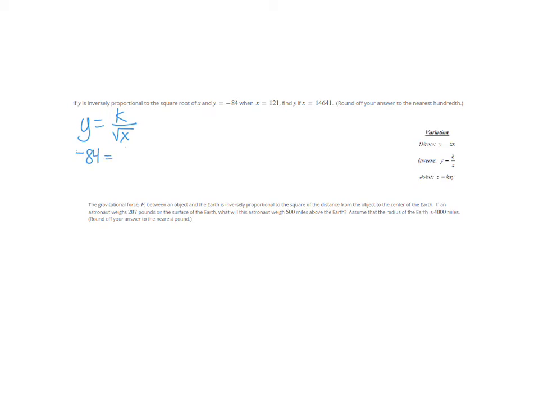And they're actually pretty nice with their numbers. Oops, that's a pretty ugly k there. And it's the square root of 121. They do tend to give you perfect squares there. That works out beautifully. So it's a k over 11. So I'd multiply both sides by 11. And I found k to equal, oops, where's my numbers? K equals negative 924.